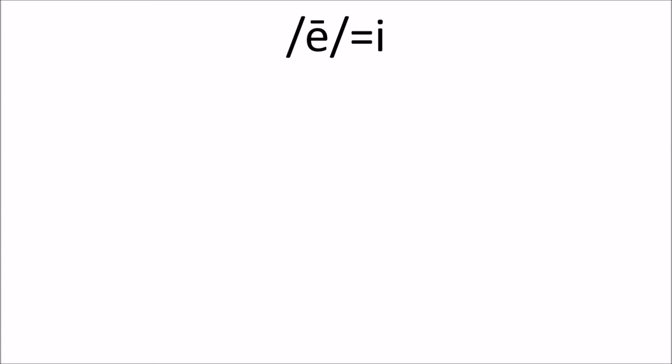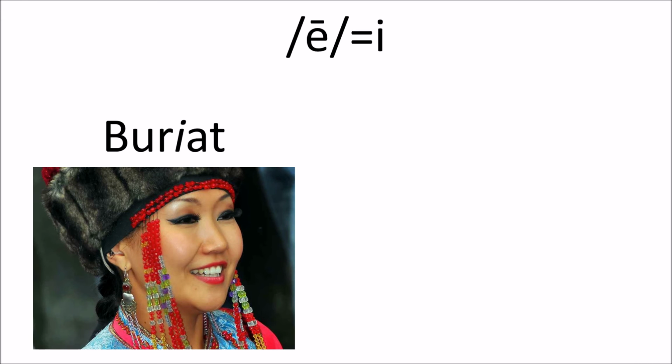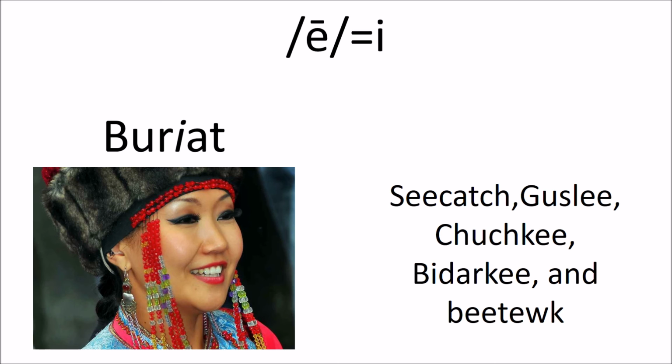Continuing onward, the E sound is generally spelled with an I. For example, Buryat, which is the native Mongol population in Siberia, Russia, that sort of thing. Of course, there are a few words that utilize EE, although this isn't many, namely Sikach, Gusli, Chuchki, Bidarki, and Bityuk. Other than these few words, there really aren't many. All those other Russian words with E generally use an I.